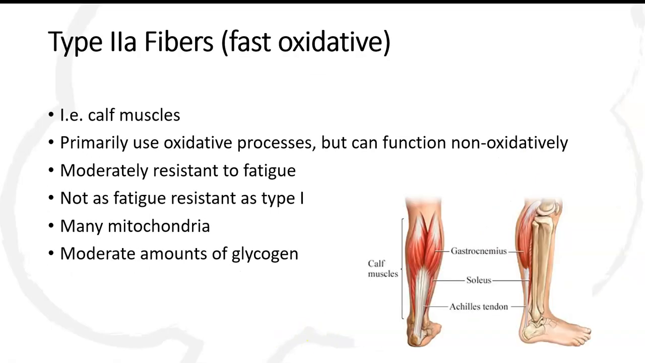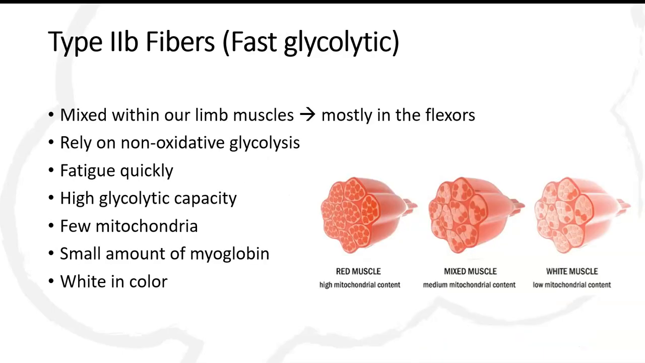Okay, type 2A fibers are those mid-distance fibers, i.e. our calf muscles. So they primarily use oxidative processes, but also can function non-oxidatively. Like I said, they have characteristics of both. It's a mixed muscle belly with various muscle fibers. They're moderately resistant to fatigue. They're not as fatigue resistant as type 1. They do have a good amount of mitochondria, and they have moderate amounts of glycogen stored within their muscle fibers in case they need to engage in anaerobic metabolism, aka like sprinting or lifting a weight.